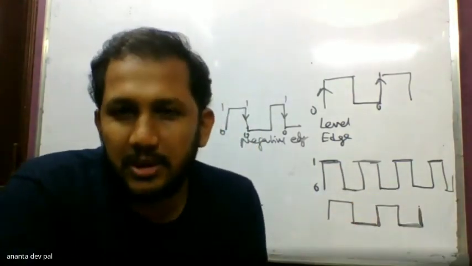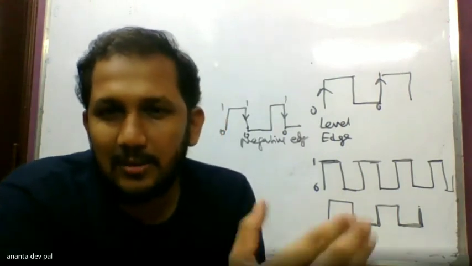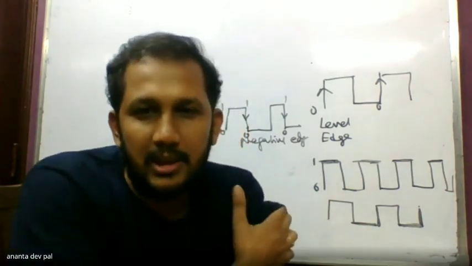So flip-flop is based on this triggering concept. One is positive triggering and the other is negative triggering. One is positive level triggering and negative level triggering, and one is positive edge triggering and another is negative edge triggering.